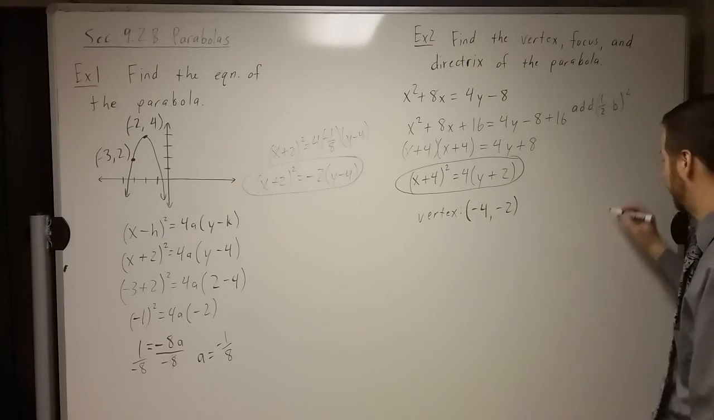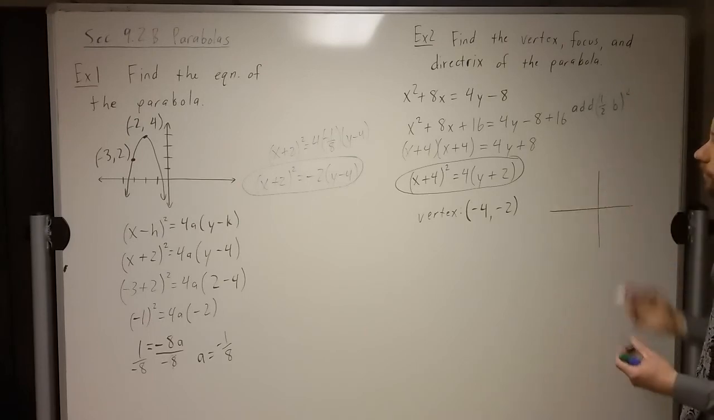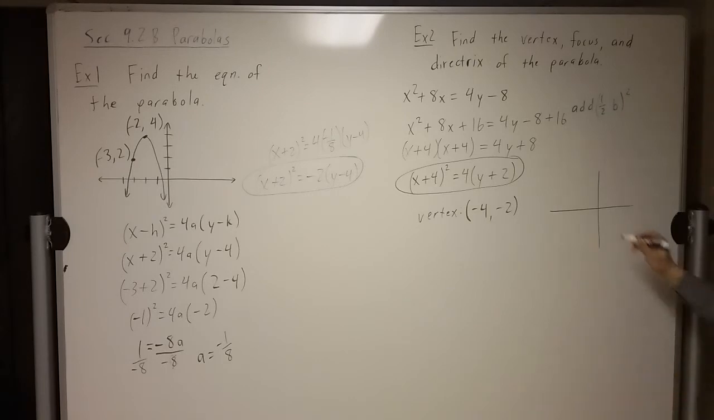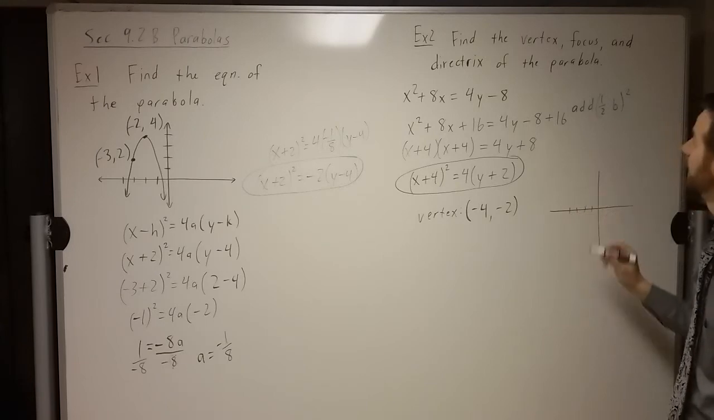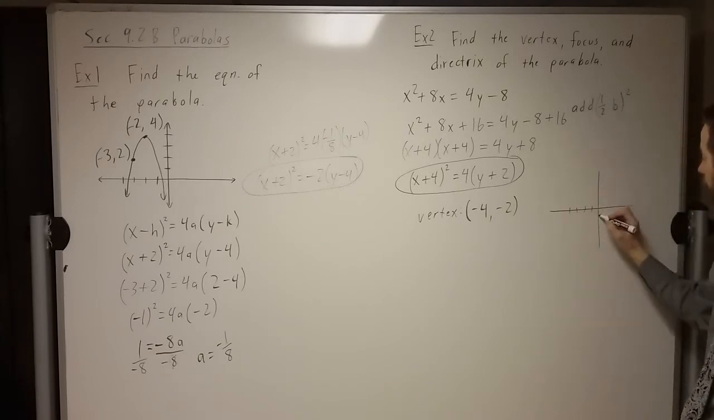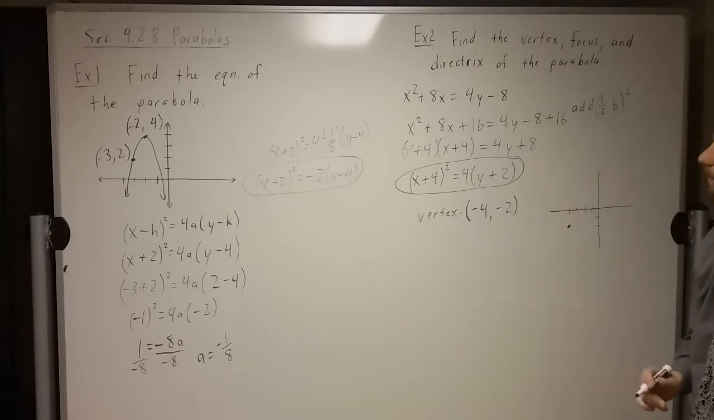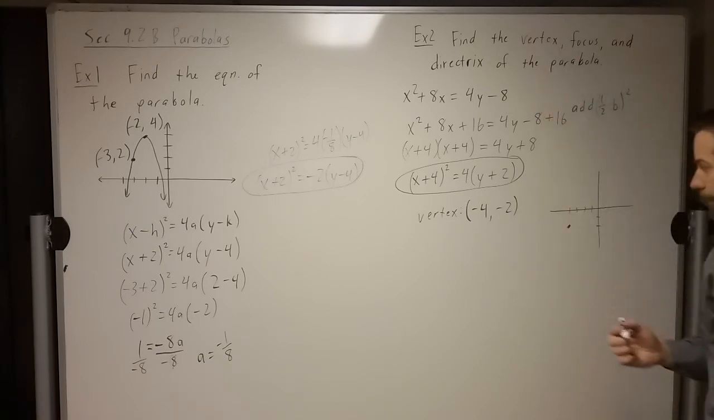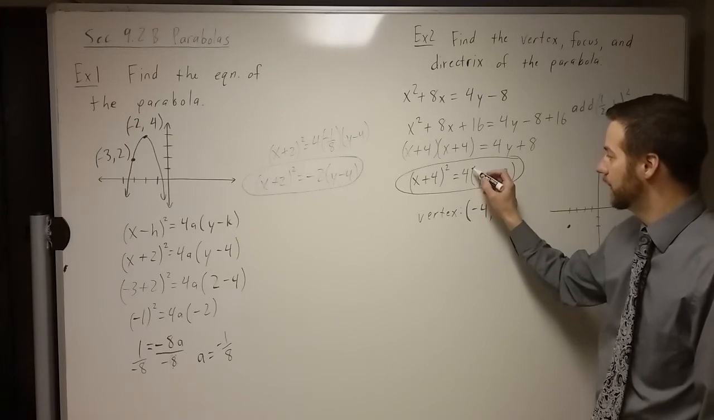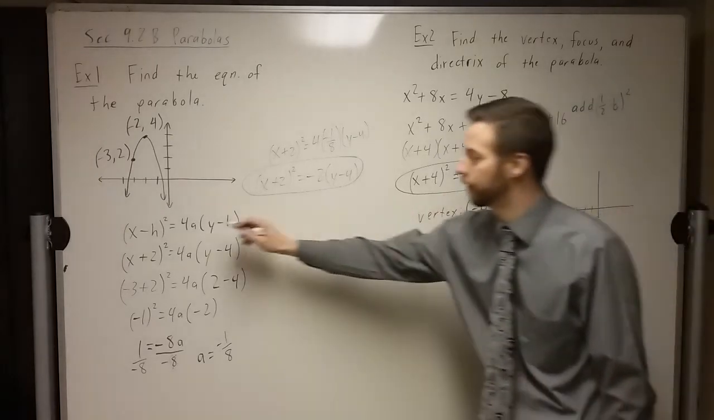Now I'm going to draw a little picture off to the side here because I feel like it's helpful. Graphing this wasn't actually part of the question on this one, but I still feel like it's valuable to see what's going on. So we've got negative 4, negative 2 for the vertex. So right there is our vertex. So once we have that, to find the focus, we need to figure out what A is. And remember, A is dependent on this number right here. That part is 4A.